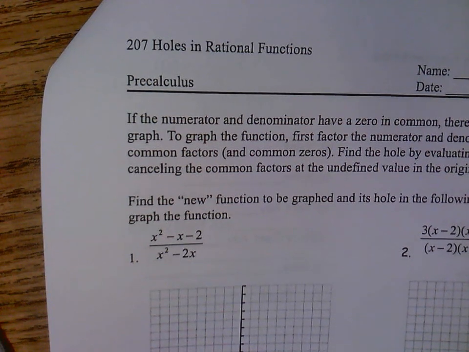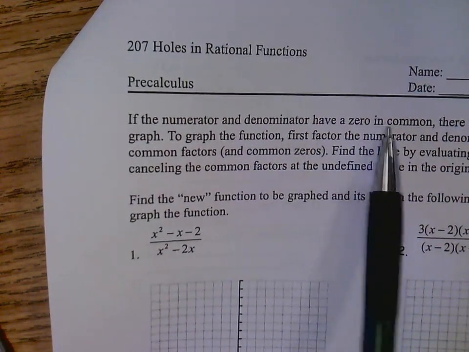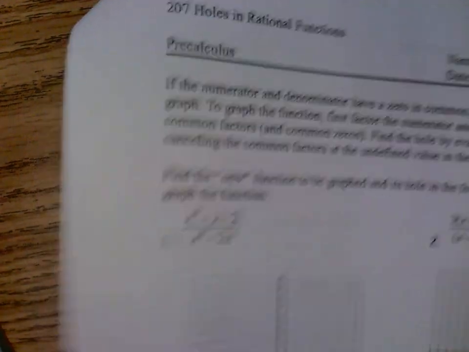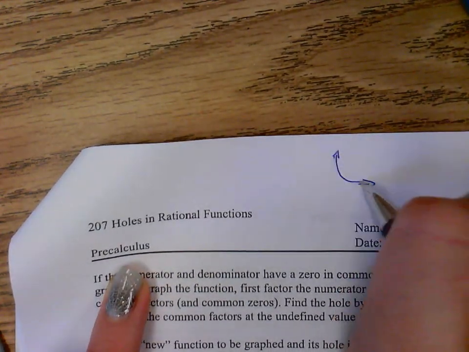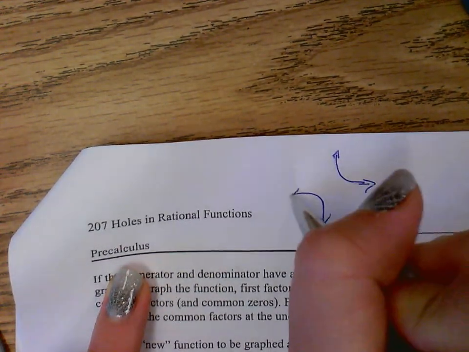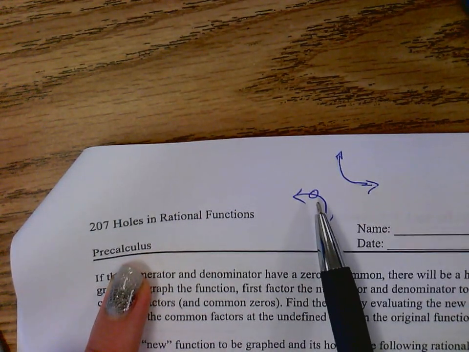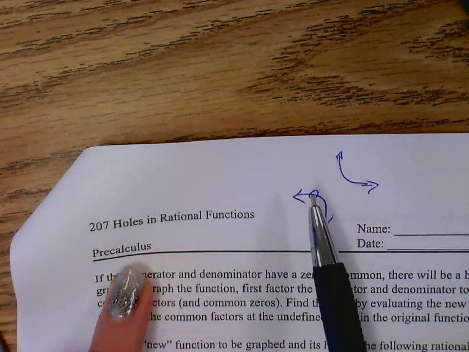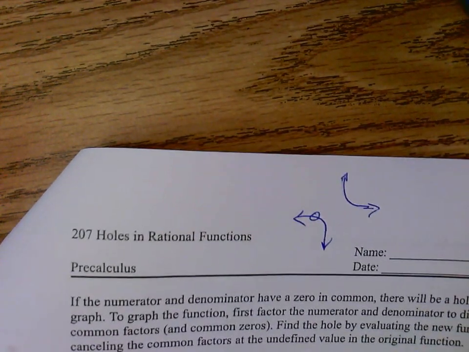So it says if the numerator and denominator have a 0 in common, there will be a hole in the function's graph. All that a hole is going to look like, if I've got elbows that kind of look like this, you don't have to write this, but let's pretend this is my rational function. A hole literally just looks like that. So it's a place on the function where you have this little open circle that it's undefined at that point. But the rest of the graph with the asymptotes is all going to look the same.